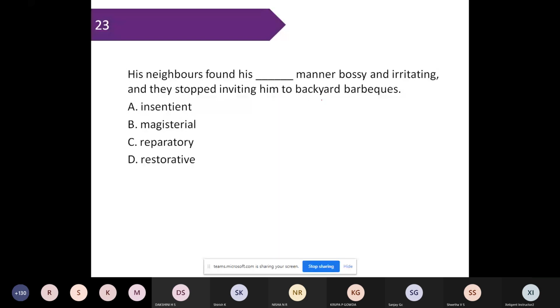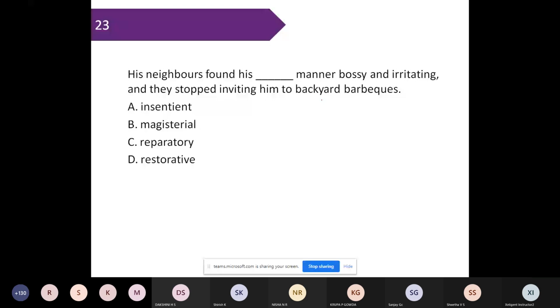Now, if you take option A, insentient means incapable of feeling things. Magisterial is not a negative word, and not a positive word. That's a neutral word. It depends upon the situation or the sentence in which we use it. Here magisterial is having a negative tone because the manner is bossy and irritating. So magisterial is having great authority, having control.